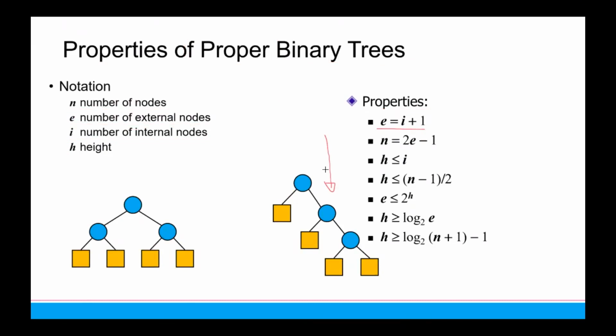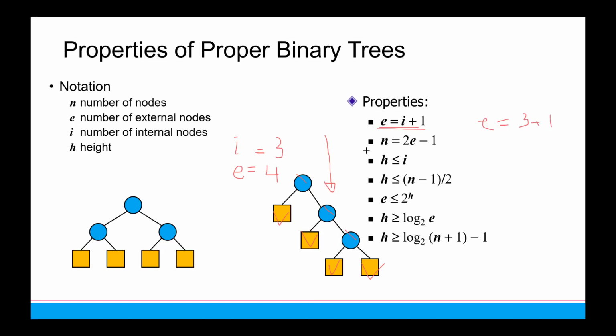So let's see how many external nodes. In this case, this is 1, 2, 3, 4. Okay, external nodes or the leaf nodes, there are 4. And what about i? i is the internal nodes. We have 1, 2, 3. Okay, so there are 3. So e equals i plus 1. Is it correct? e equals 3 plus 1.